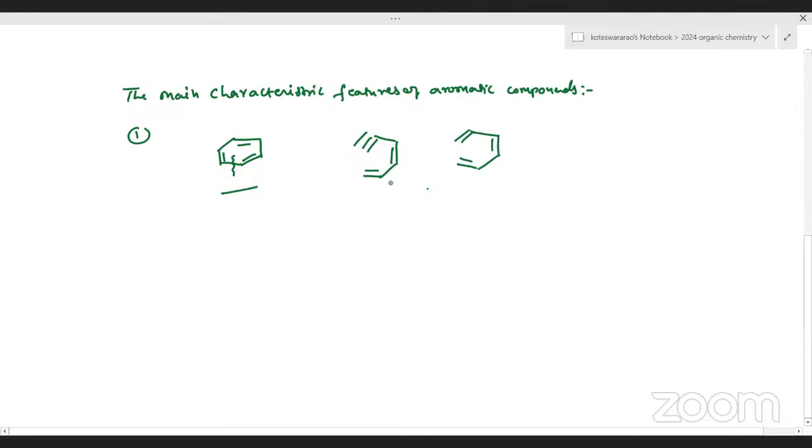Now, when you compare these stabilities, benzene is having greater thermodynamic stability compared to the corresponding acyclic conjugated polyenes and cyclic conjugated polyenes with 4 pi electrons. For example, this is having 6 pi electrons. The same kind of cyclic system with 4 pi electrons. This is having only 4 pi electrons. This is having the same 4 pi electrons.